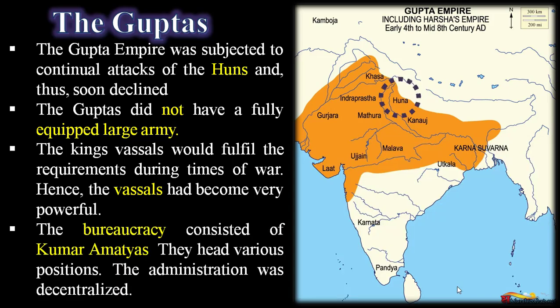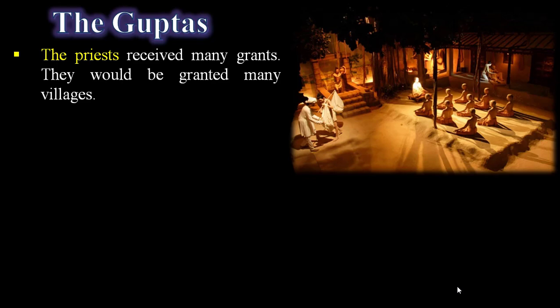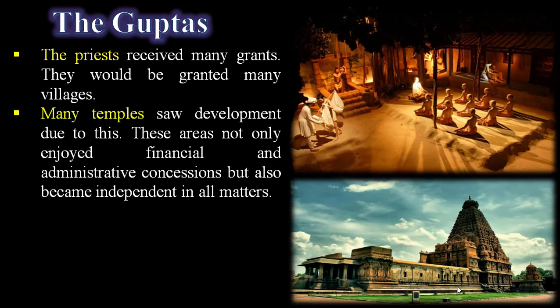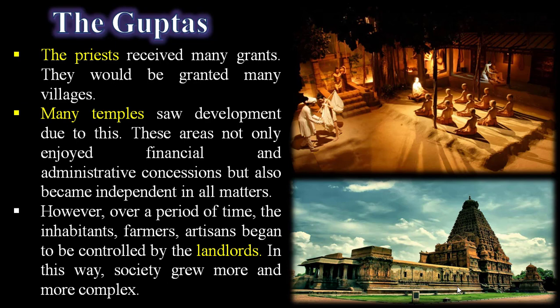So the bureaucracy consisted of the Kumaramatyas. They had various positions, and the administration was decentralized. The priests received many grants. They would be granted many villages in the administration system. So many temples saw development due to this. These areas not only enjoyed financial and administrative concessions but also became independent in all matters. However, over a period of time, the inhabitants, farmers and artisans began to be controlled by the landlords. In this way, society grew more and more complex. So these are the administration concepts of the Guptas.